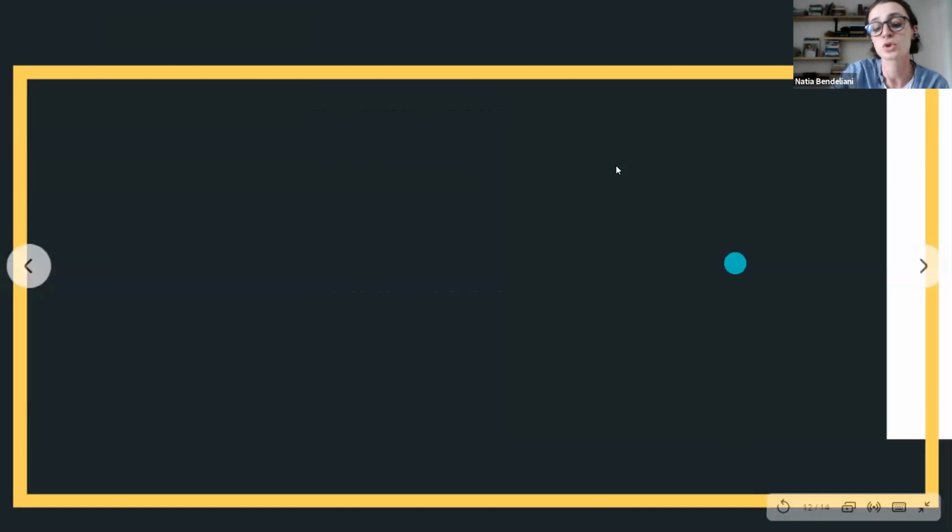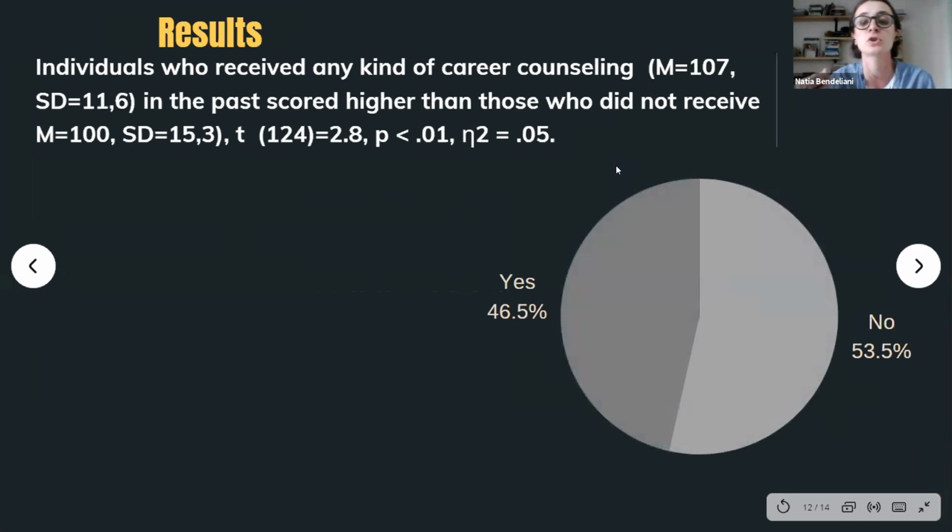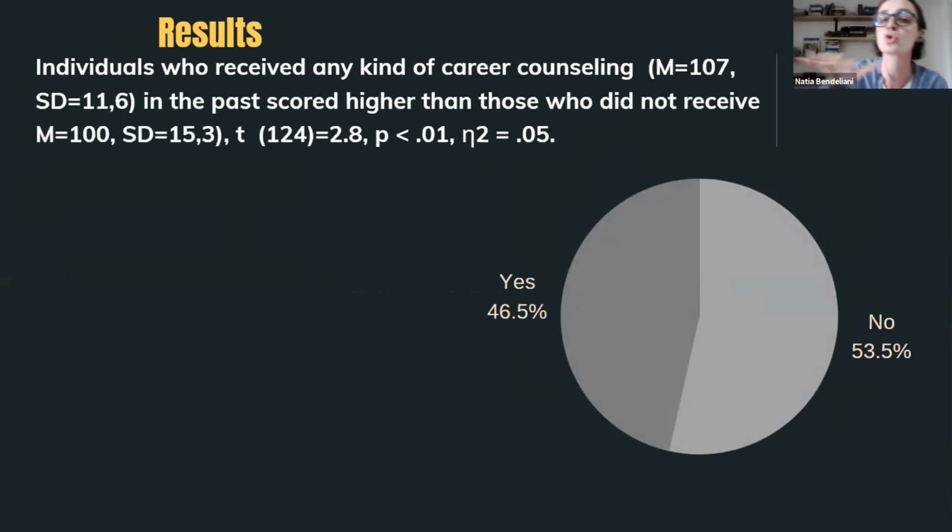And one of the objectives of my study as well was to see if there is an in-group difference between the students who received any kind of career counseling, formal or informal, in their life, and if the level of self-efficacy differs. So as you can see, indeed, any kind of career counseling they had in their life affected their beliefs.